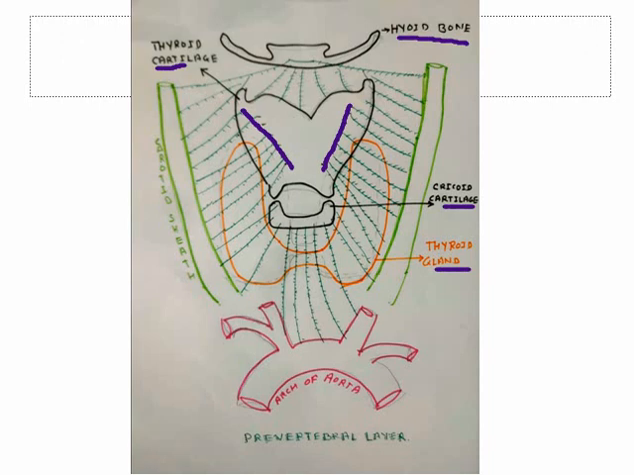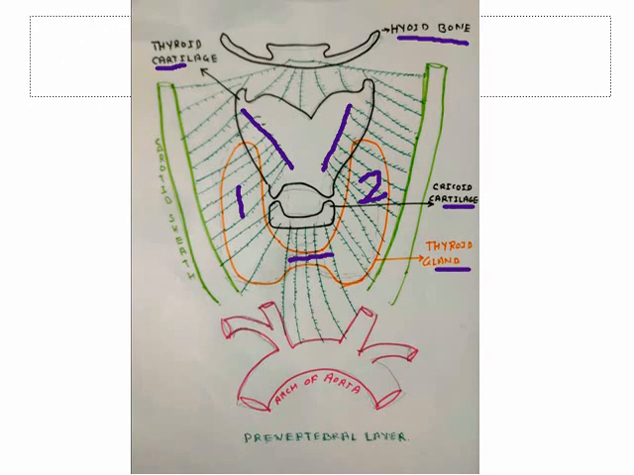Then what happens? This layer runs downwards, and here is the thyroid gland. Can you see this thyroid gland? It is a shield-like gland. This is one lobe of the thyroid gland. This is the other lobe. And this is called the isthmus. The central part of the thyroid gland is called the isthmus. So this is the thyroid gland.